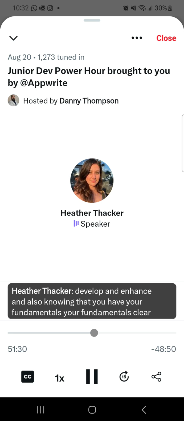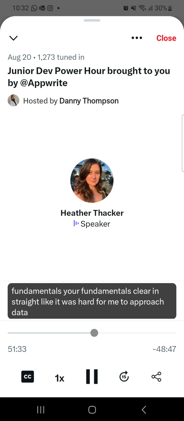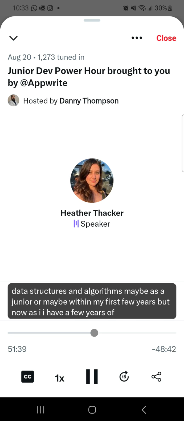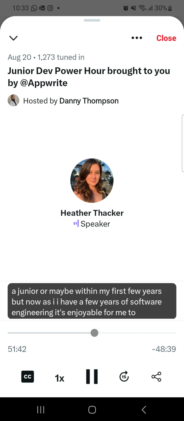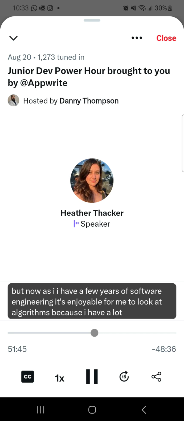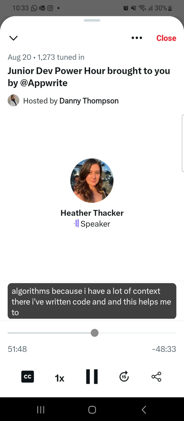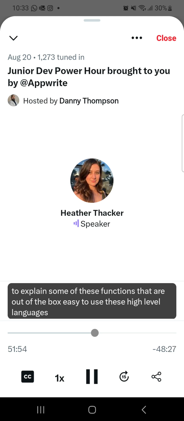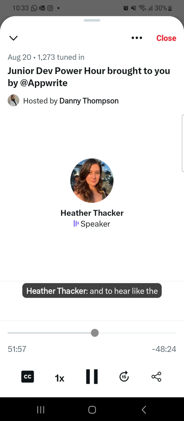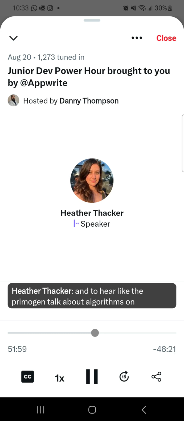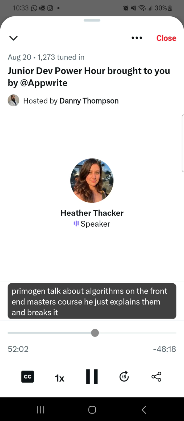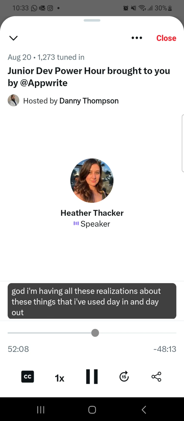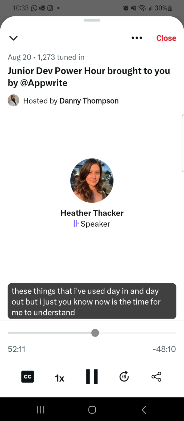It was hard for me to approach data structures and algorithms maybe as a junior, or within my first few years, but now that I have a few years of software engineering, it's enjoyable for me to look at algorithms, because I have a lot of context there. I've written code, and this helps me to explain some of these functions that are out of the box, easy to use. These high level languages will give you these things, and hearing the Primeagen talk about algorithms on the Frontend Masters course, he breaks it down in a way that's like, oh my God, I'm having all these realizations about things I've used day in and day out, but now is the time for me to understand the inner workings of these fundamentals.